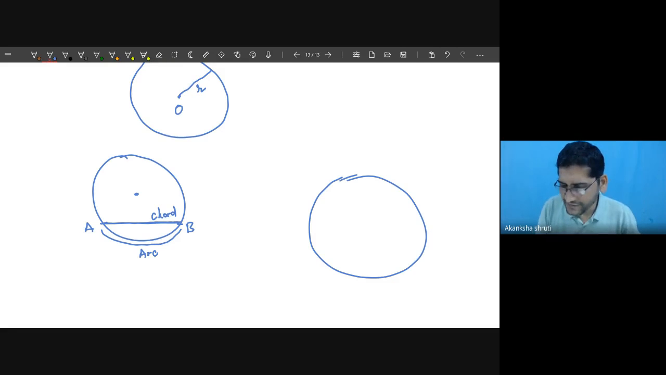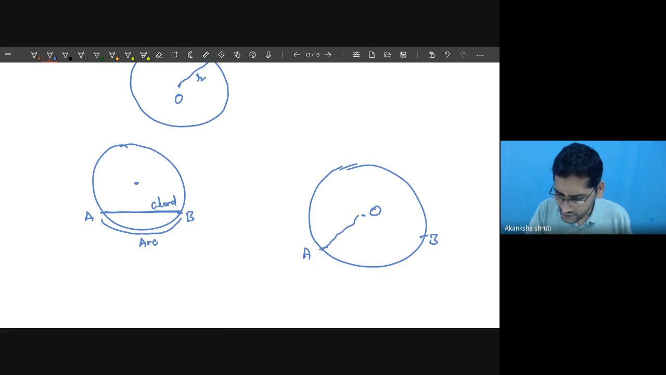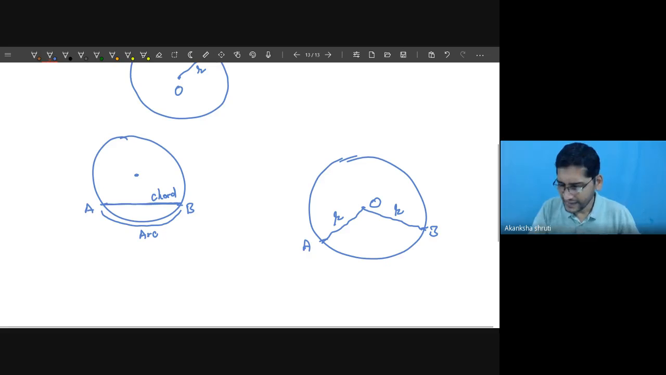Another thing that we have learned was the angle made by these chords at one of the segments. If A and B are 2 points on the circumference, O is the center, then joining A to center O and similarly B to center O, these are the two radii, then an angle is formed at the center. Let us call this angle alpha.